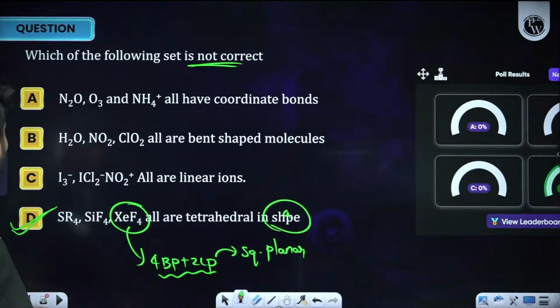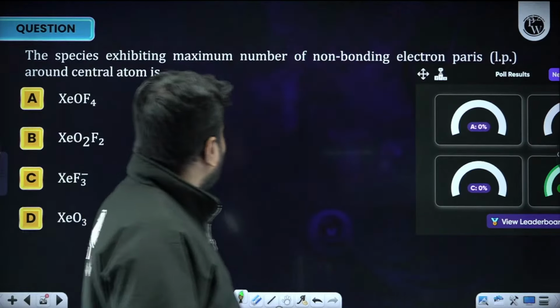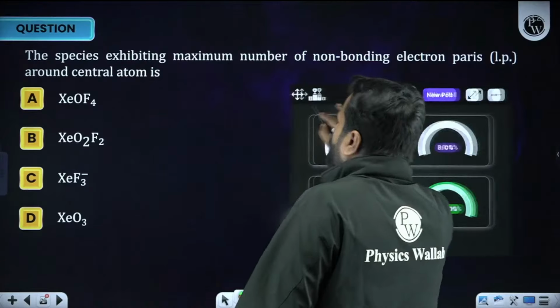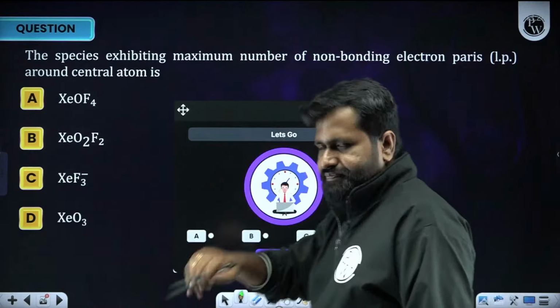Next question. The species exhibiting maximum number of lone pairs around the central atom.